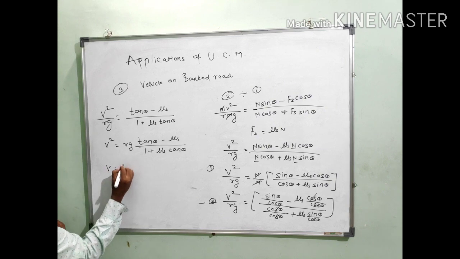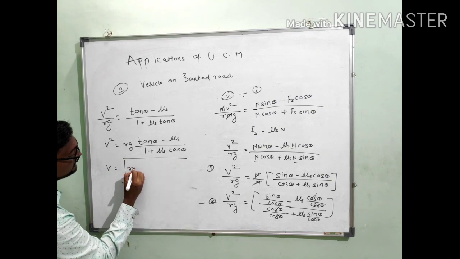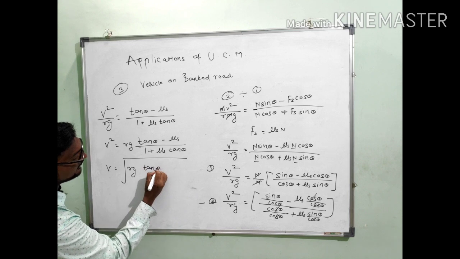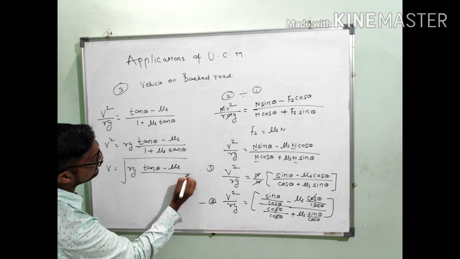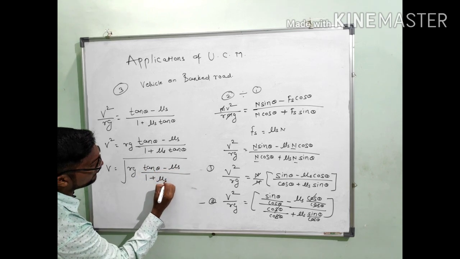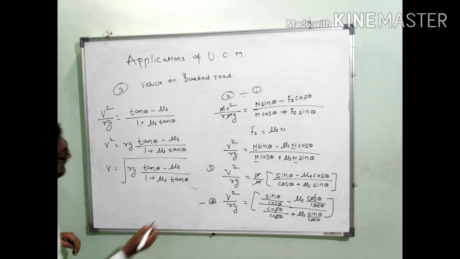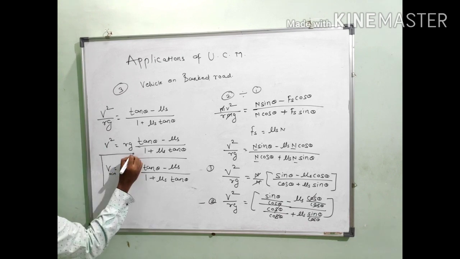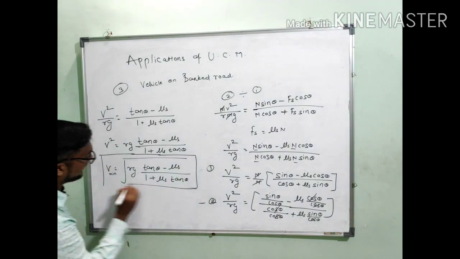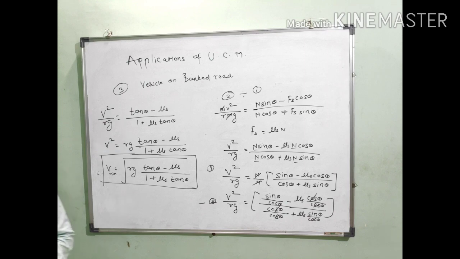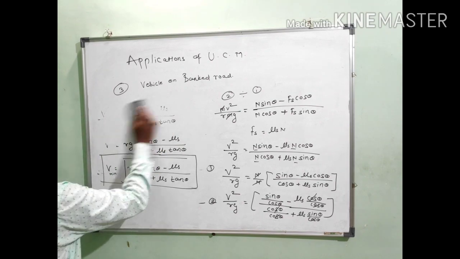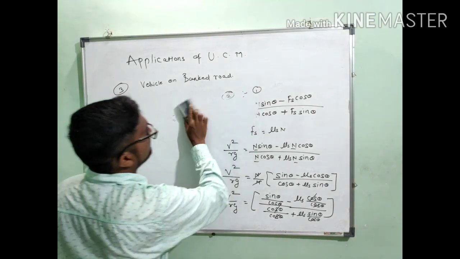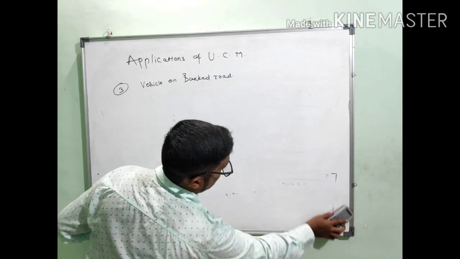So v is equal to the square root of Rg (tan theta minus mu s) upon (1 plus mu s tan theta). This is my equation for the minimum velocity or minimum speed on a banked road. Got this? So we have got two equations.